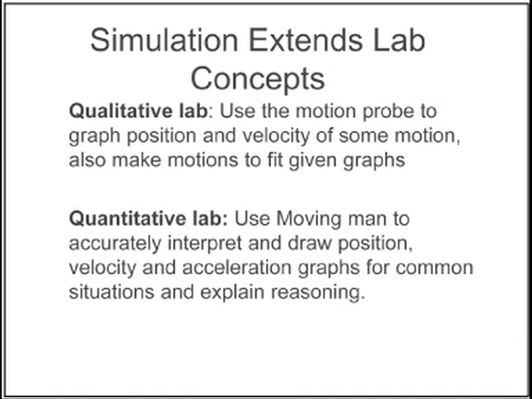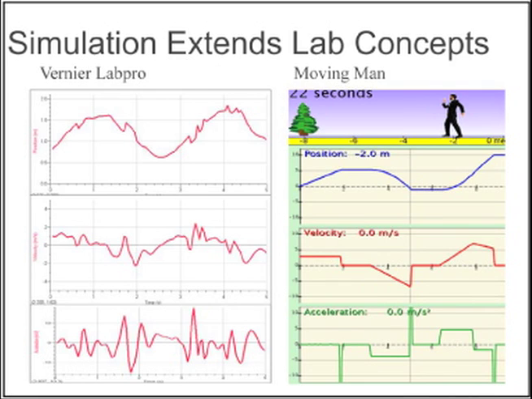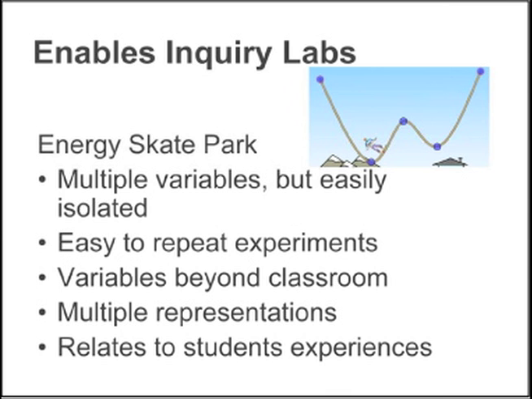Another excellent way to use the sims is to extend things that students have done in the lab. You could use a qualitative lab like a motion probe, but the problem with that lots of times is the data is not very quantitative. Then you can use a simulation where there are controlled constraints and they can get better data. In the next slide, it shows an example of the Vernier Lab Pro, and you can see that although the students can get an idea of what's going on, they can't get very good measurements. And then there's the moving man simulation, which demonstrates that you can get measurable quantities.